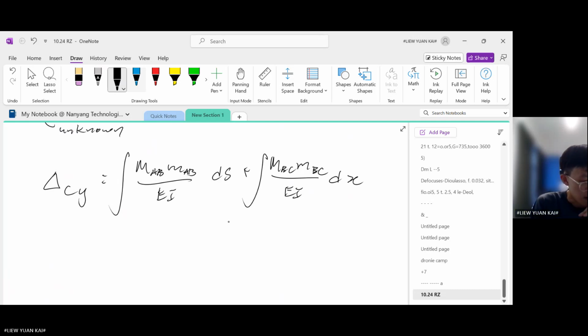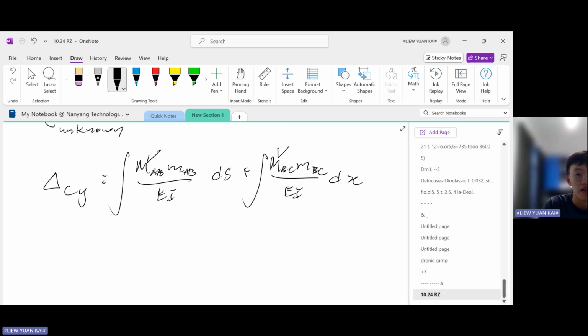This is the same as earlier. Big MAB is the same as earlier. Now what about small MAB? Small MAB is not the same, because the virtual load, the unit load that we're going to apply, is different. So bear with me first. And MBC is also the same.